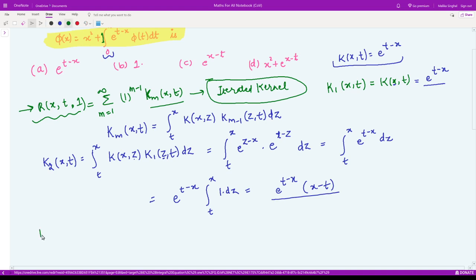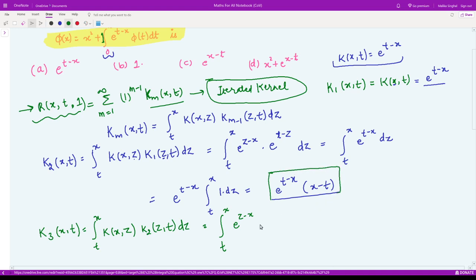Let us calculate the third kernel K_3(x,t). It would be integration from t to x of K(x,z) K_2(z,t) dz, right? So let us calculate that. Integration from t to x, e to the power z minus x as done previously, and here we have to replace this x with z. So what would we obtain? e to the power t minus z, times z minus t, dz, right?